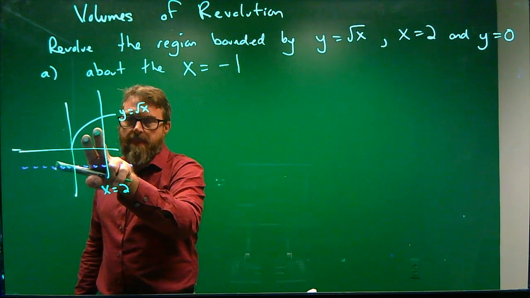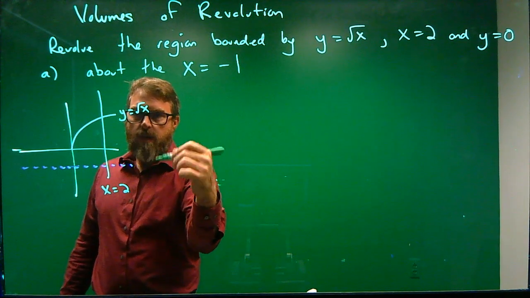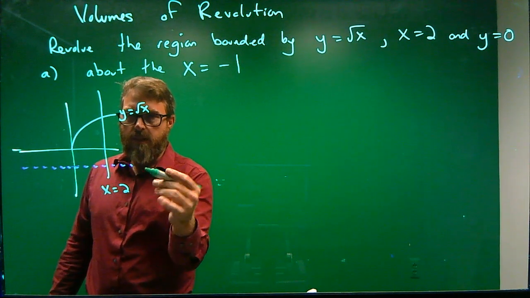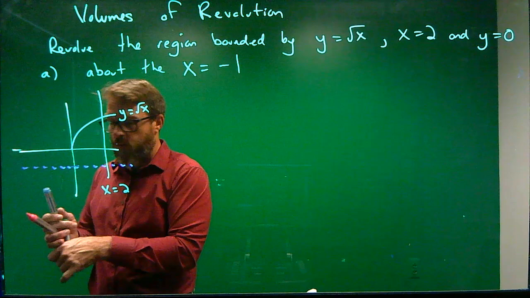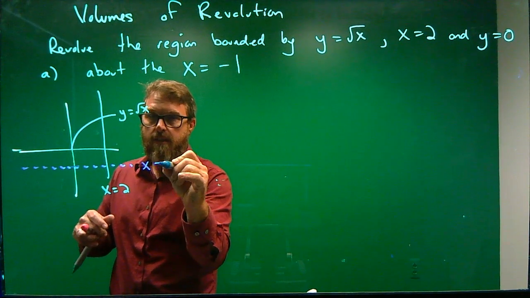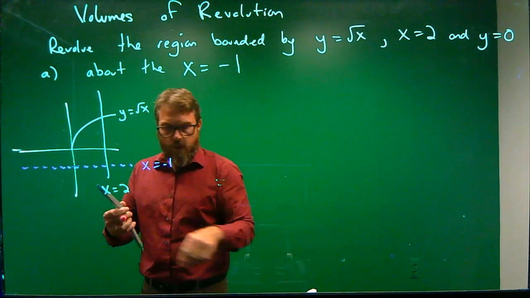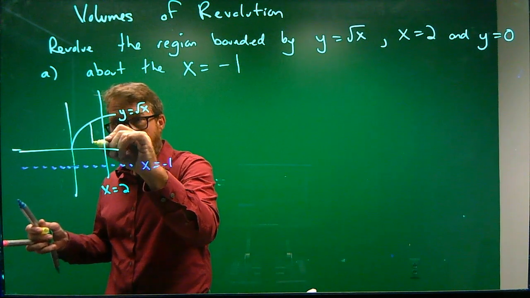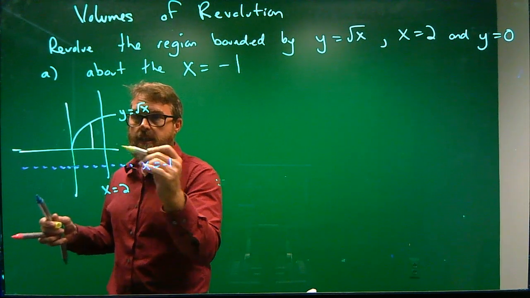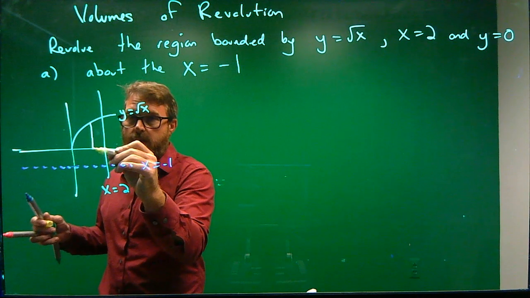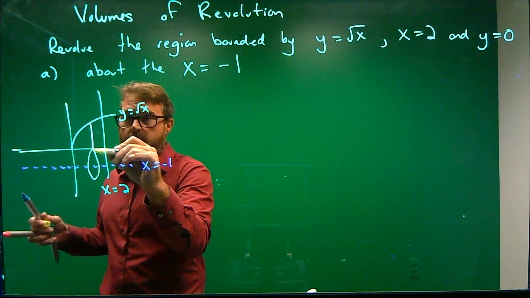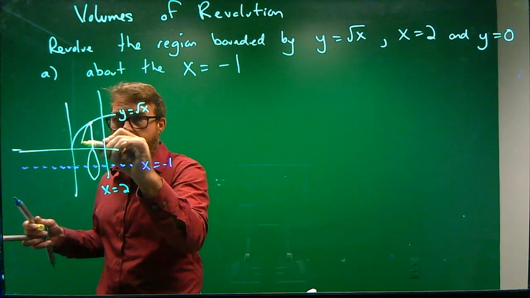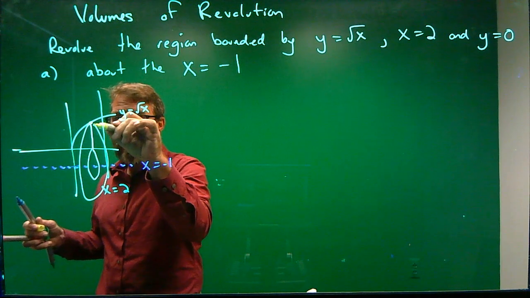And now, instead of spinning this around the x-axis, I want to spin this around x equals -1. So I'm still going to grab a cross-section of this. This is going to be our cross-section. And now when I spin this around -1, we can see that this bottom point is going to produce this, and this top point right here is going to produce this other part of this disk.